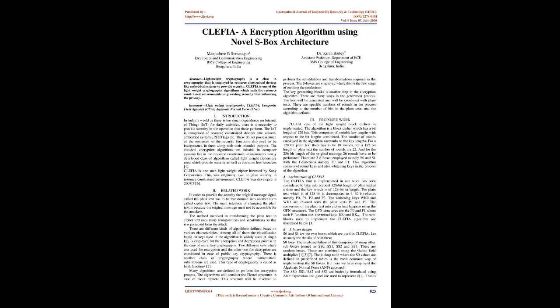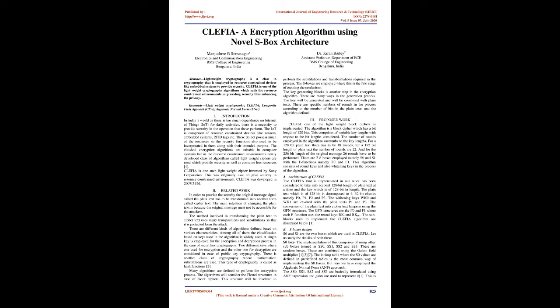2. Related work. In order to provide security, the original message signal called the plain text has to be transformed into another form called ciphertext. The main intention of changing the plain text is that the original message must not be accessible to attackers. The method involved in transforming the plain text to ciphertext uses many transpositions and substitutions so that it is protected from attack. There are different kinds of algorithms defined based on various characteristics. Among all of them, the classification based on keys used in the algorithm is widely used.